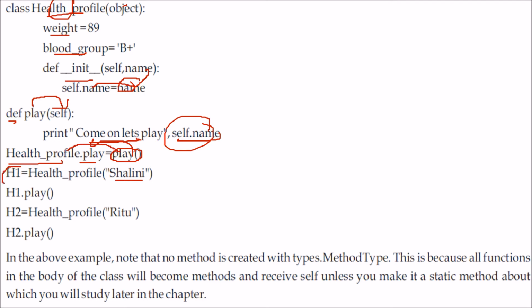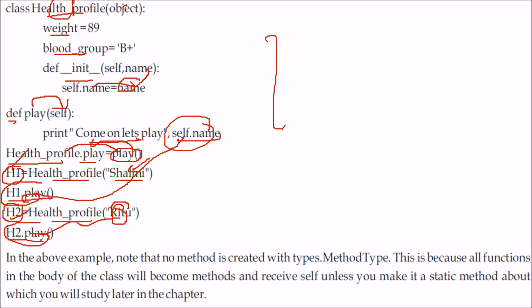So if you make an instance h1 with the Shalini we have passed, then we call play. Otherwise we make another object of health profile, we pass Ritu, h2 dot play. Here it will say come on let's play Shalini. Here it will say hello, come on let's play, with this self name which is Ritu. So h1 and h2 both now know this function.